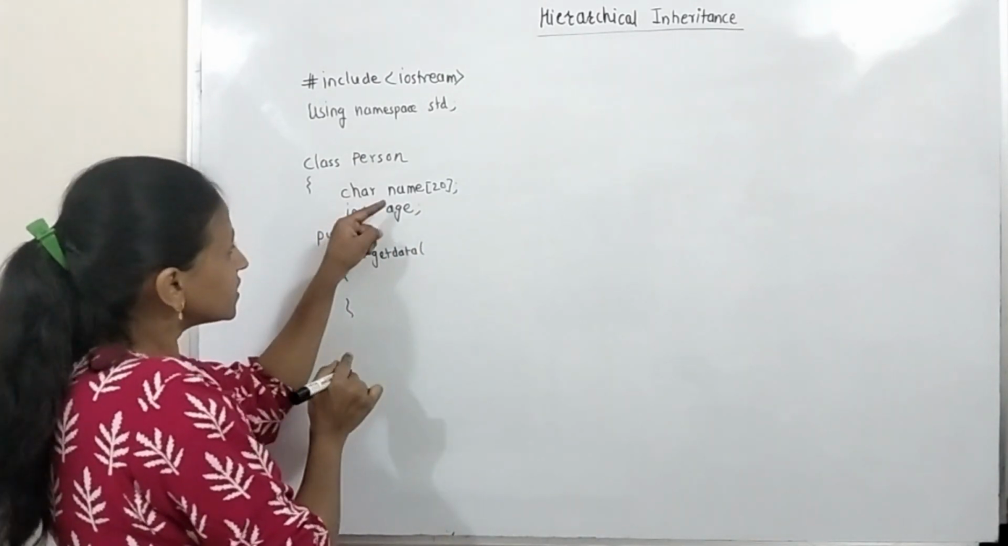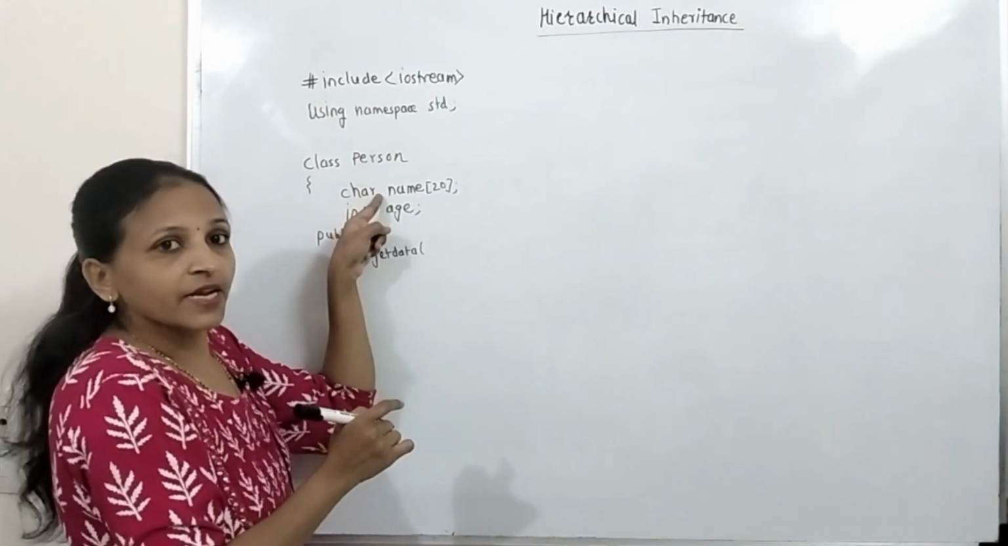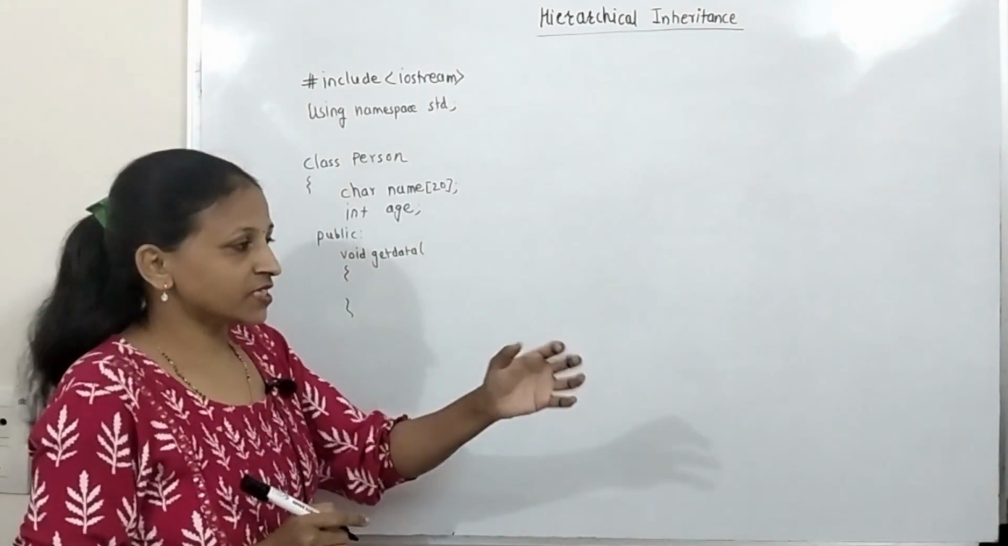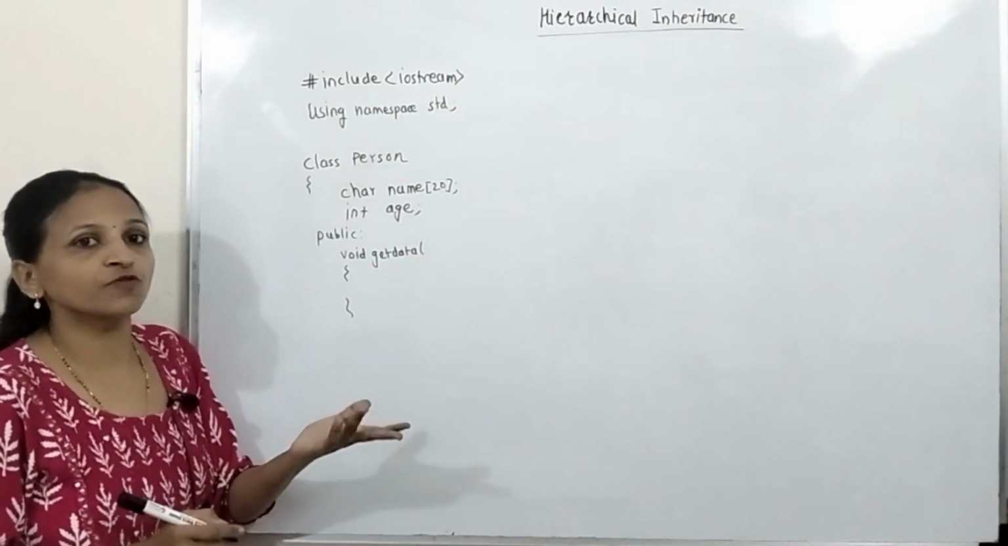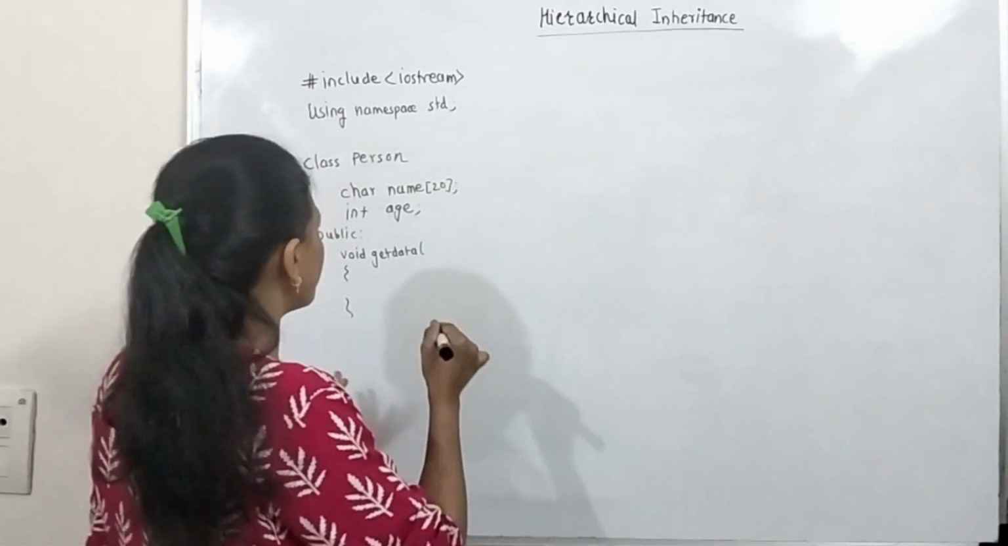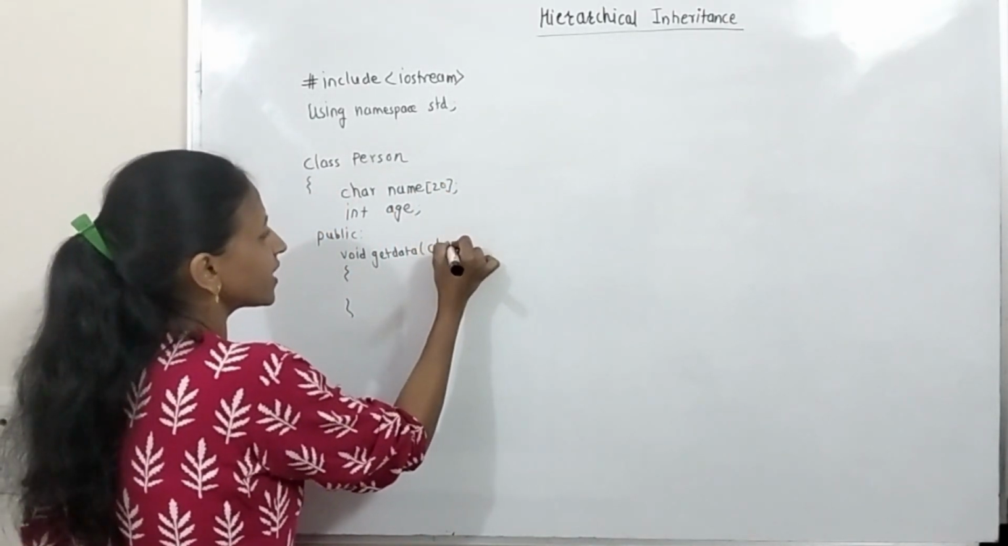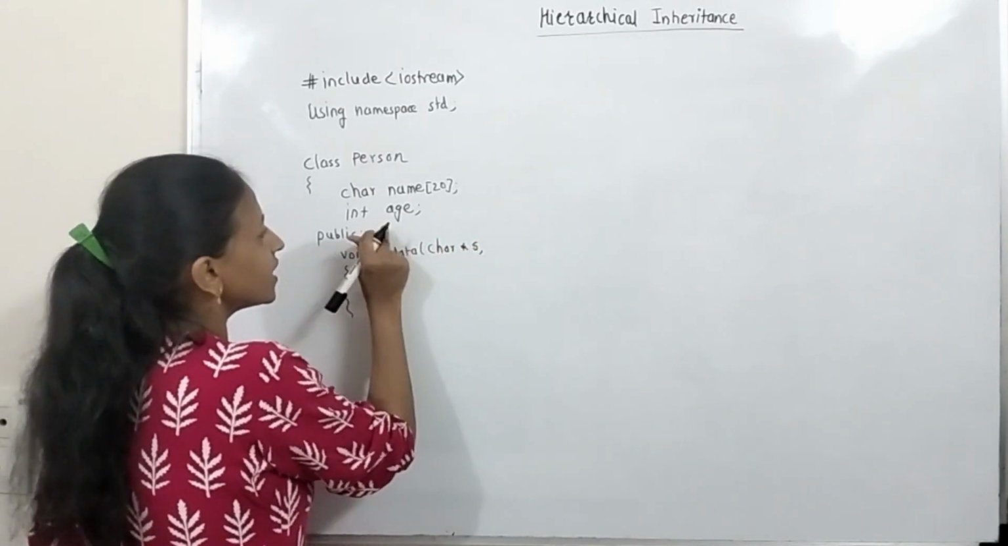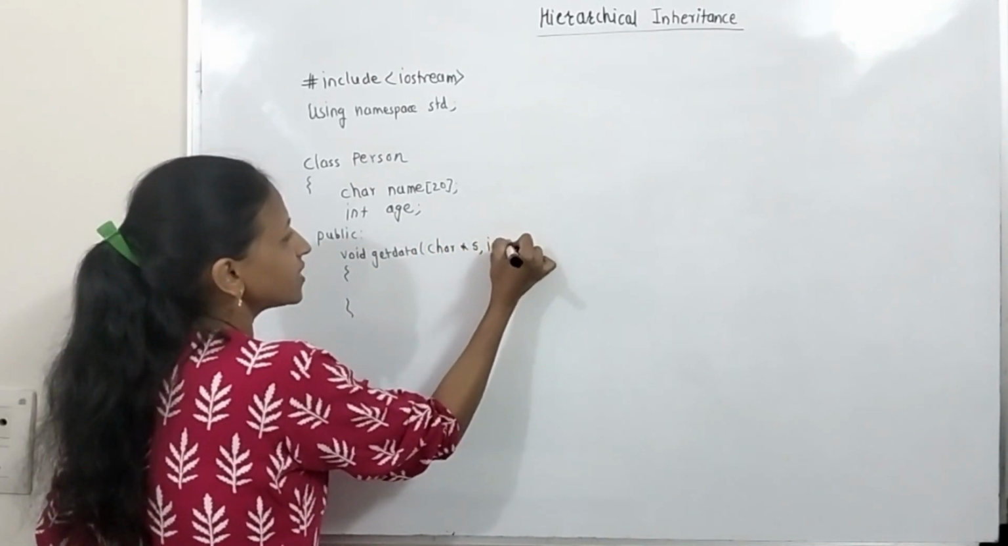Okay, see, name is of type character array, which means if you are passing any string to the function, then there are two ways: either using the subscript operator or using a pointer. Here I am using the pointer concept. Here we have to write char star s, and second one is age, for that integer a.